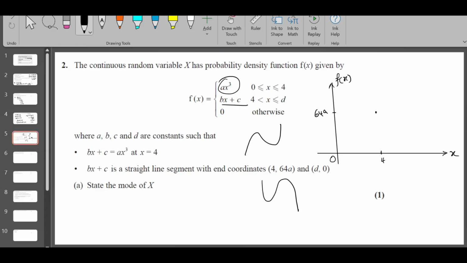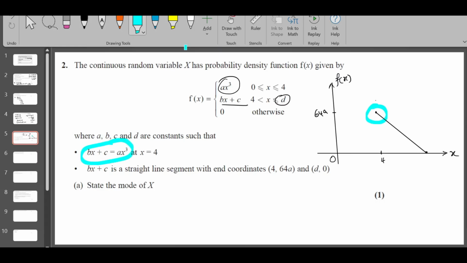64a. And then when x is equal to d, d is after 4, bigger than 4, right? When x is equal to d, y is 0. So this is a straight line, a straight line with a negative slope. So at this point both the functions intersect. So we know for sure the cubic function will be a positive one. Right? It should be like this actually.